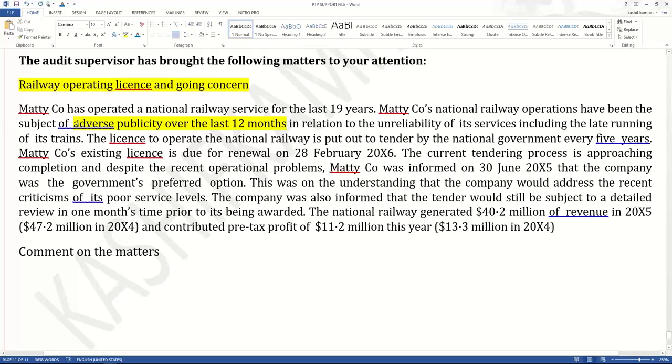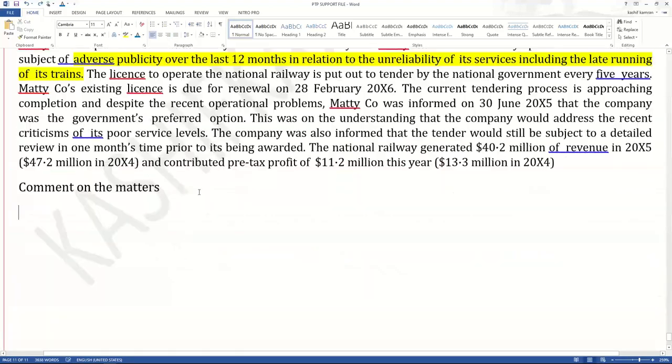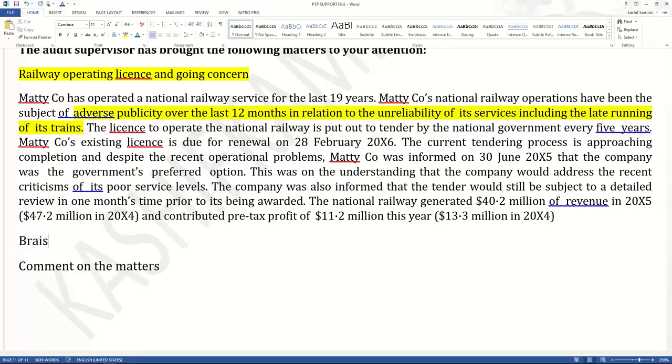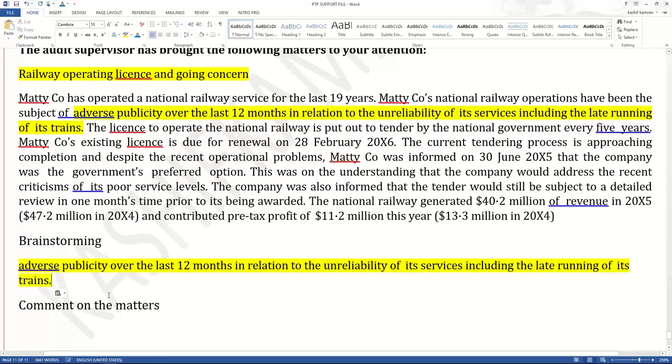So there has been some adverse publicity in the last 12 months in relation to some unreliability of the services, including the late running of the train. So that's becoming my first issue. Let me copy that first issue before I see how to comment on this. Let's write it here, brainstorming. And in the brainstorming, this becomes my first issue, adverse publicity.